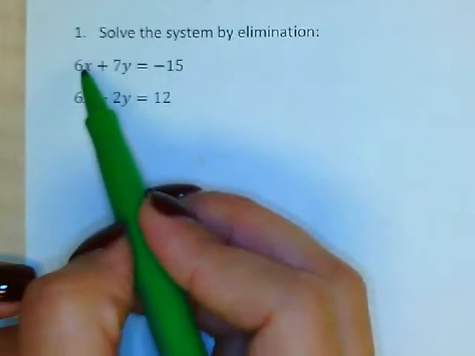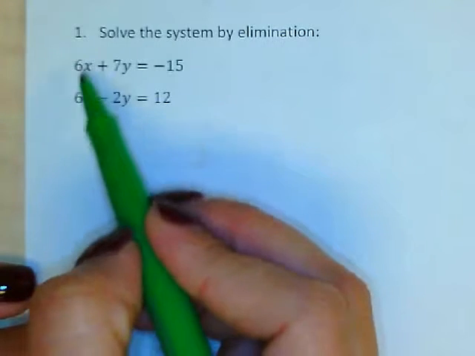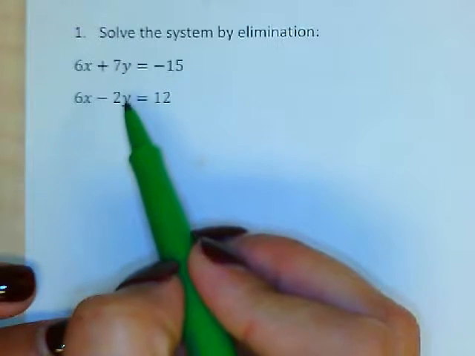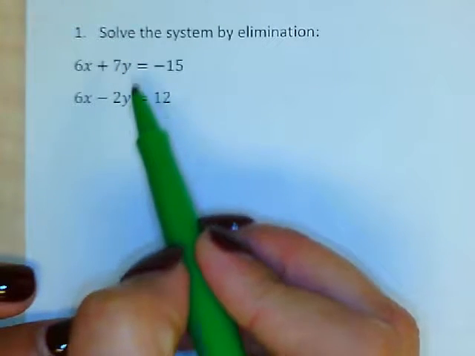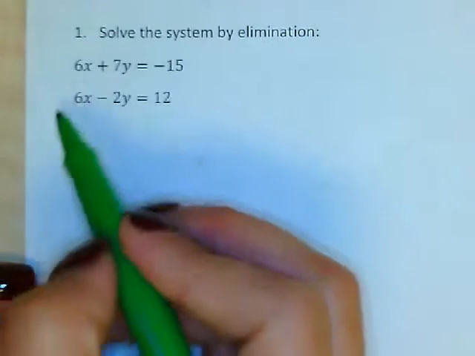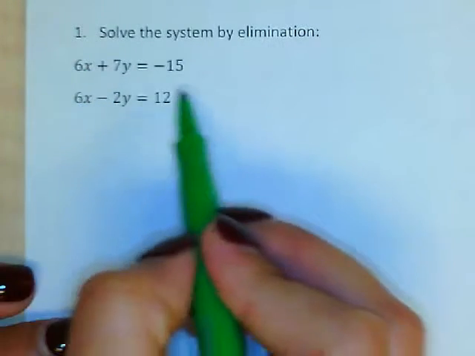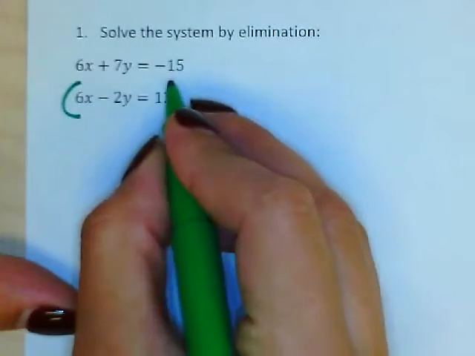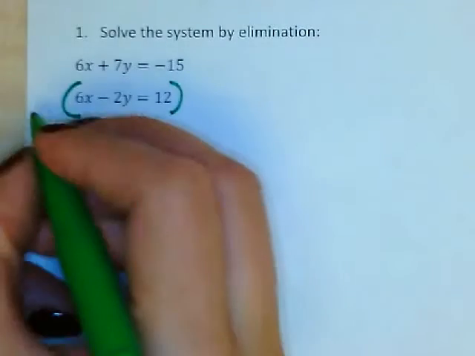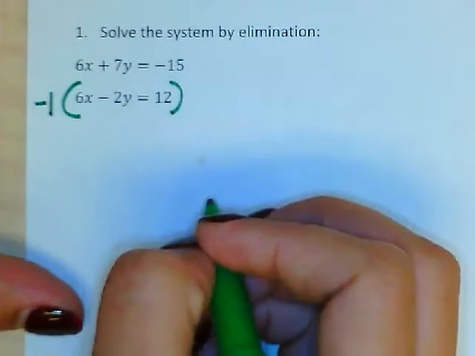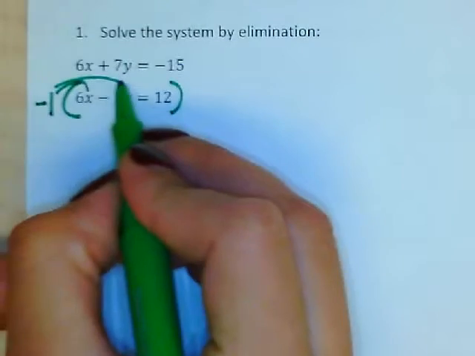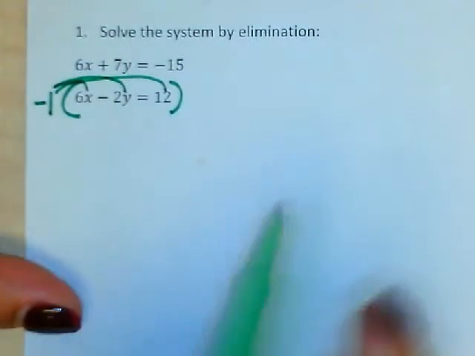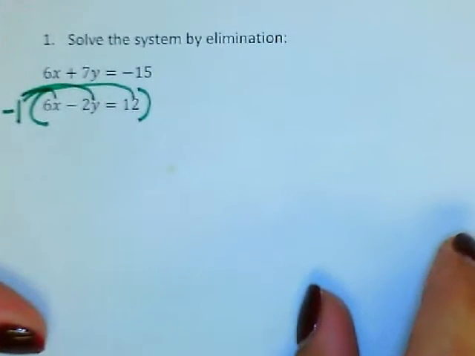Okay, so my options here are to make one of the 6x's negative so that they can be canceled out, or multiply both equations so that the 7 and the 2 could be eliminated. It would be easier to just make one of these 6's negative. So I'm going to choose to multiply this whole equation by -1, which means I'm going to multiply every single term by -1 so that the first one becomes a negative.